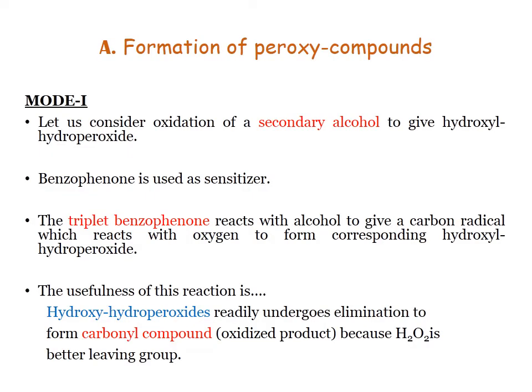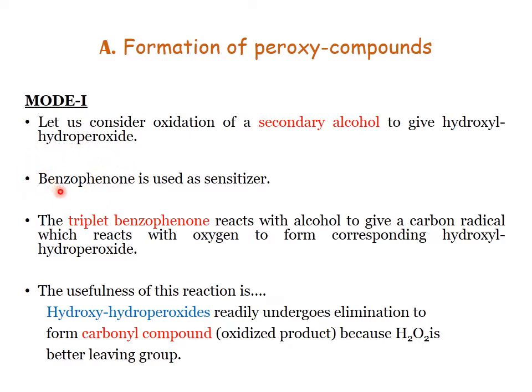Now we can discuss mode 1, that is formation of peroxy compound by way 1 or mode 1. Let us consider secondary alcohol reaction, that is oxidation of secondary alcohol. When you are going to oxidize your secondary alcohol by this way, you'll get hydroxy hydroperoxide as a product. Okay, so for this, first you have to take secondary alcohol and benzophenone. You have to take it as a sensitizer.